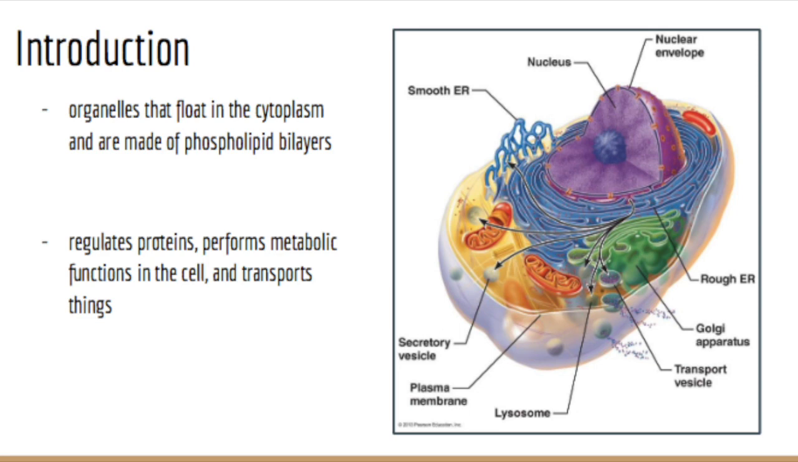A useful analogy is that if the cell is a town, the endomembrane system is like the factory that produces and transports goods around the town. In this screencast, we will be discussing the structure and specific functions of the endomembrane system.